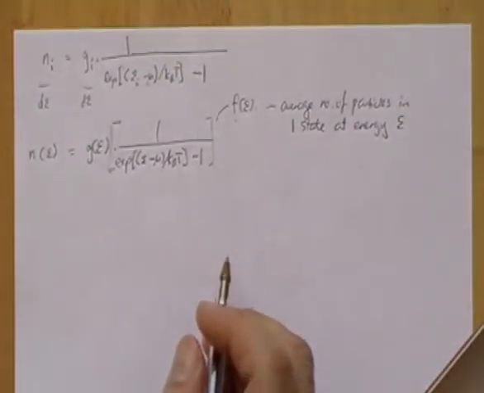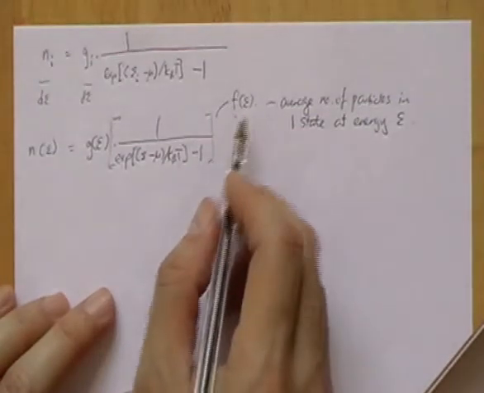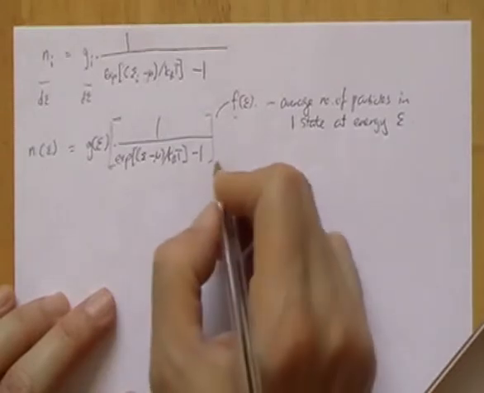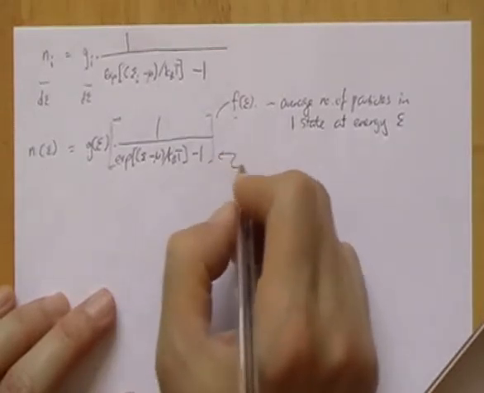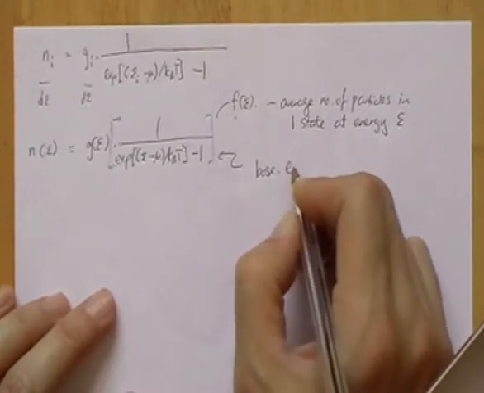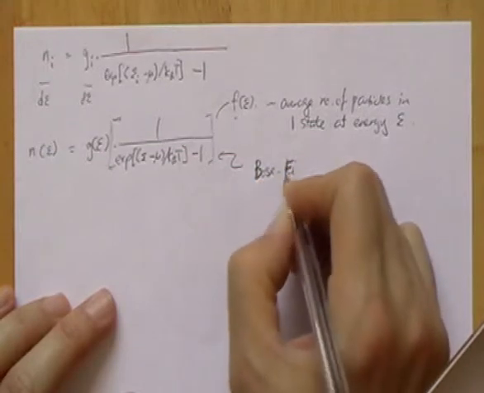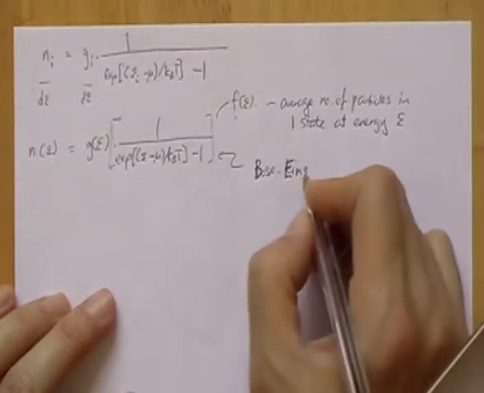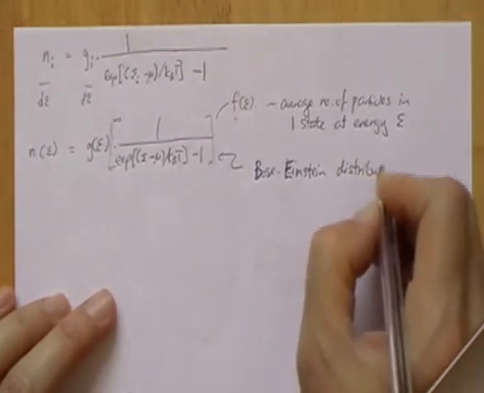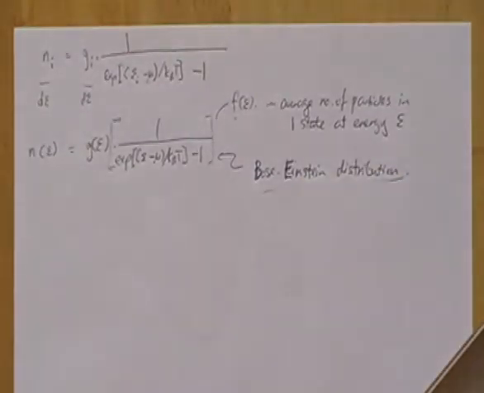Is that all the occupancy number? And this formula is called the Bose-Einstein, oh, I should use capital letters for respect, the Bose-Einstein distribution. So we've just derived the Bose-Einstein distribution.